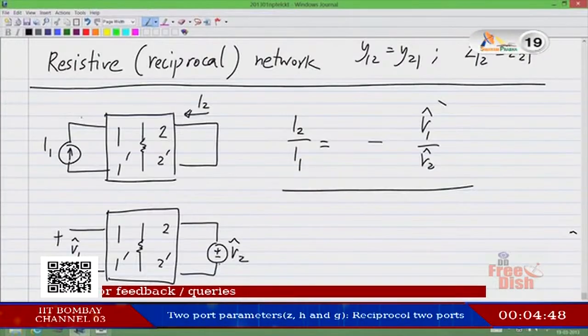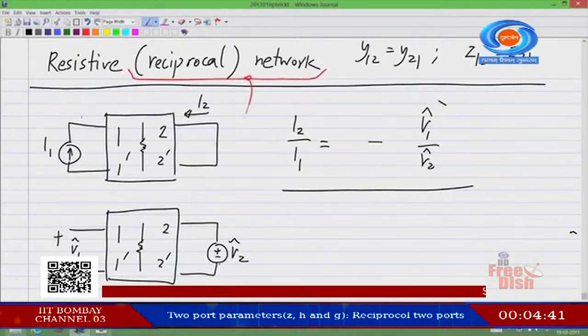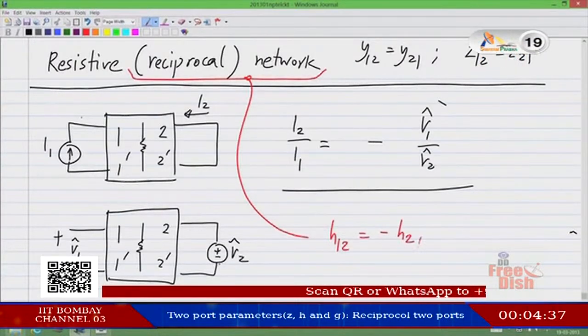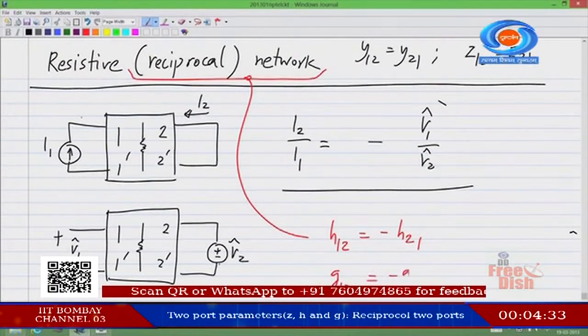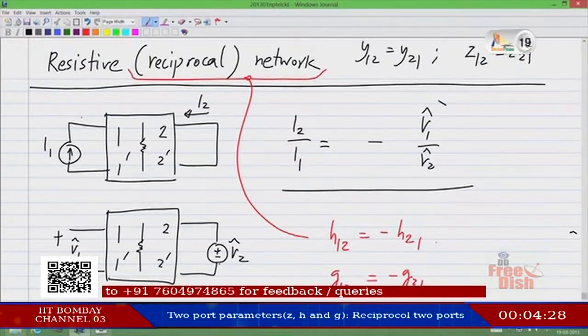So this means that for the hybrid parameters for a reciprocal network, H12 will be minus H21 and G12 will be minus G21. So they are related.